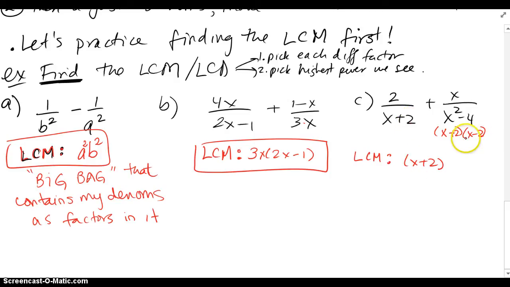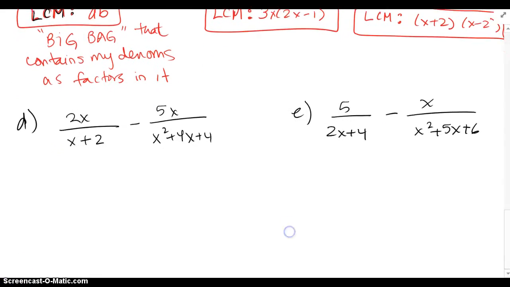Then I see this different factor, x minus 2, so I pick that one because it's different than the first one. Now the highest power here is 1, the highest power here is 1, and the highest power here is 1 as well, so 1 is the highest power that I'm going to keep for each of the factors. Notice this is like a big bag that contains this guy, and it also contains this guy to the right over here. Okay, more practice of getting LCM.